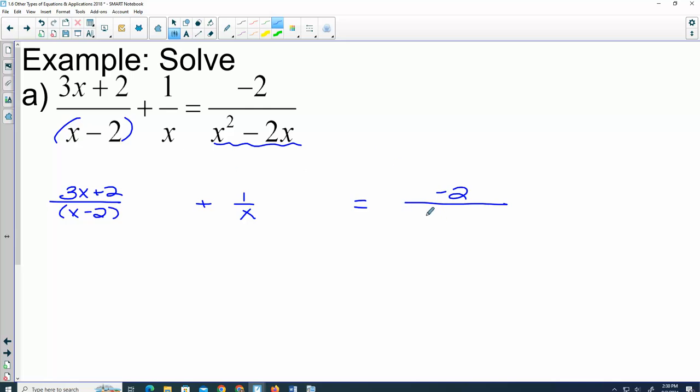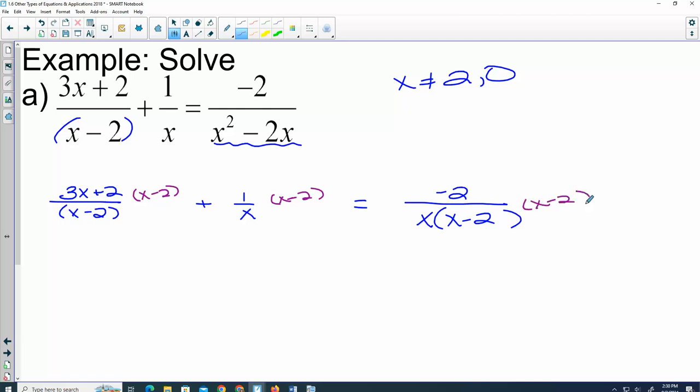How would you factor x squared minus 2x? So what can x not equal on this problem? 2, and 0. 2 would make x minus 2 0, the plain x is just the 0. Alright, so if I want to get rid of this one, I have to multiply by x minus 2, so that means everything gets an x minus 2. That cancels this denominator and half of that one, but is this enough?